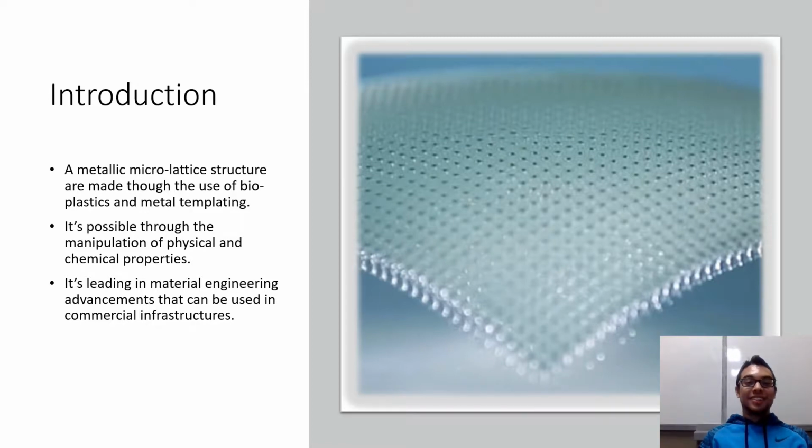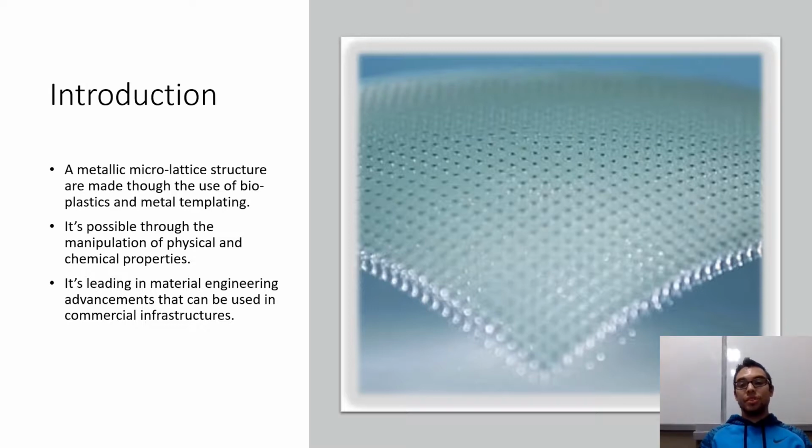This is the introduction to metallic micro-lattices. A metallic micro-lattice structure is made through the use of bioplastics and metal templating. It's possible through the manipulation of physical and chemical properties of the material because of the advancements in metal processing. It's leading in material engineering advancements that can be used in commercial infrastructures.